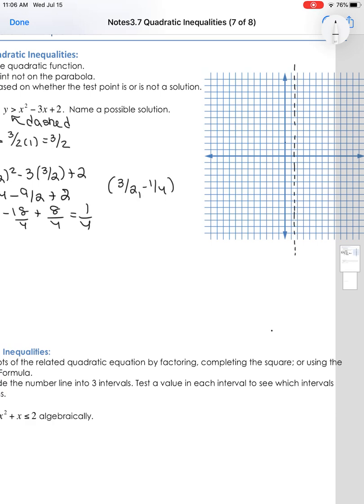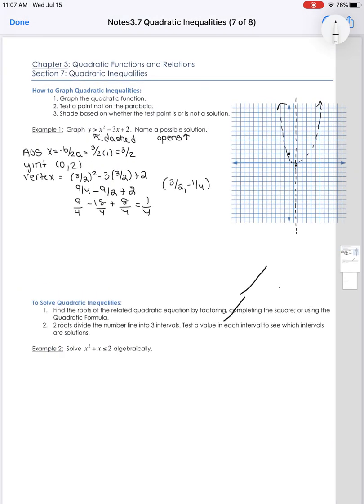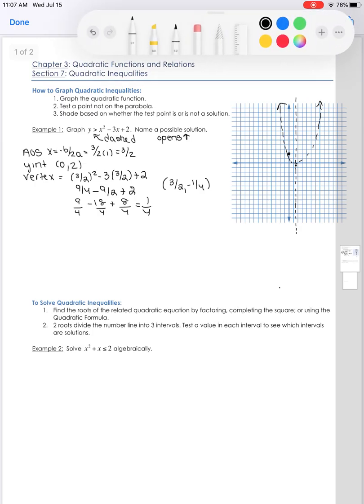So you want to try to get as much of an accurate graph as possible. So we've got the axis of symmetry is 3/2, so that's 1.5. We have a y-intercept of (0, 2). And then we have a vertex of (3/2, negative 1/4). And this one opens up because the x squared is positive. So I know it's dashed, so what I'm going to do is just sketch a dashed parabola, just like that.